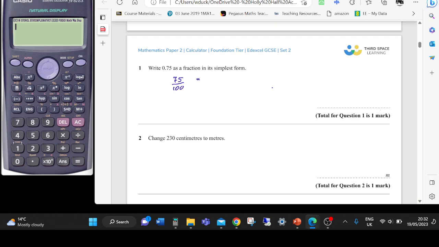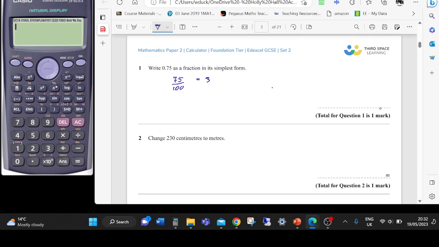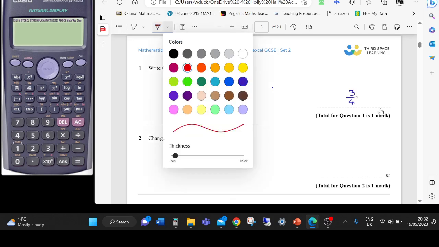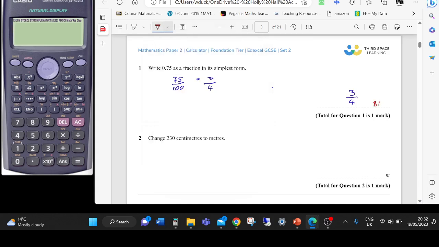It goes 3 times into 75 and 4 times into 100. So I'm looking at 3 out of 4. And the marks for that are just going to be 1 mark, B1 mark, correct answer only.